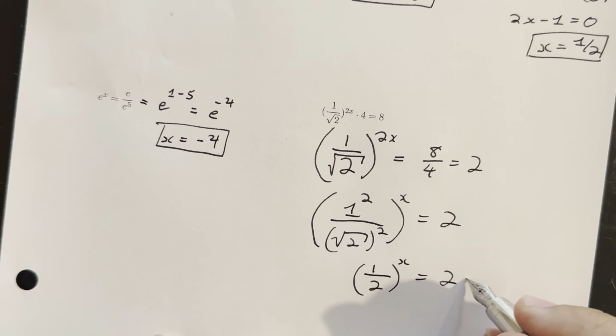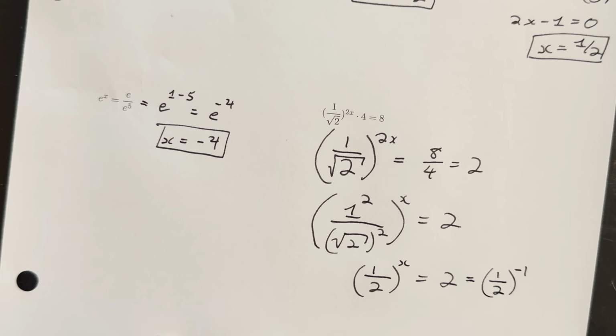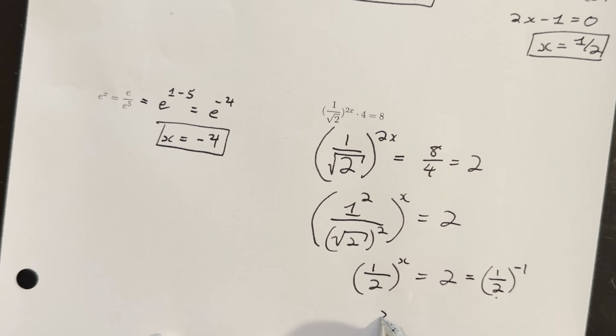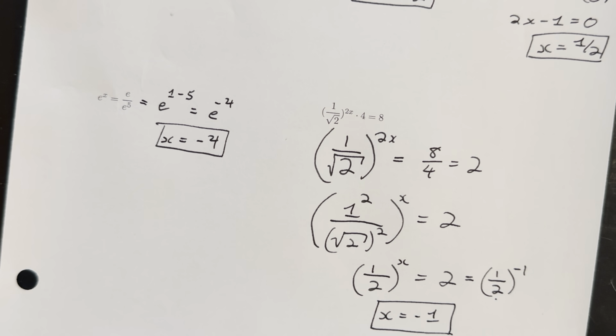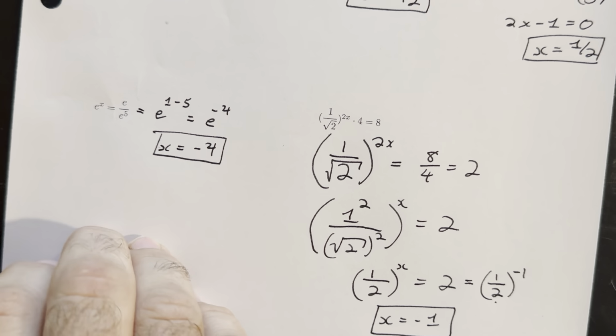And 2 is the same thing as 1/2 raised to the negative first. 1/2, 1/2, the bases are the same. So I can set the exponents equal to each other and find that x must be -1. -1 is what makes this whole thing work. Okay. Next page.